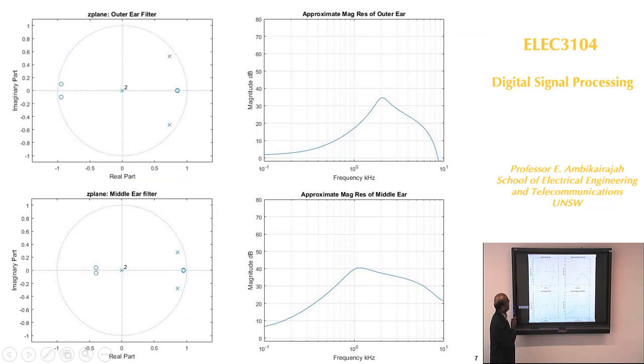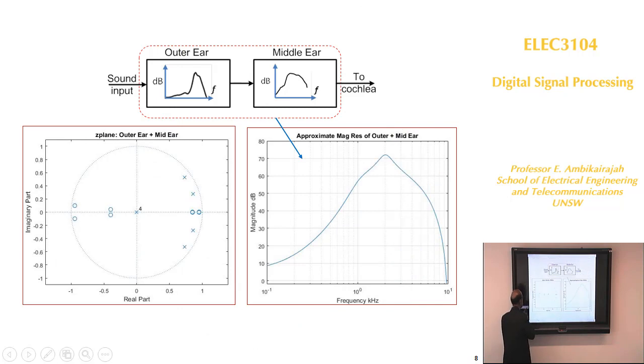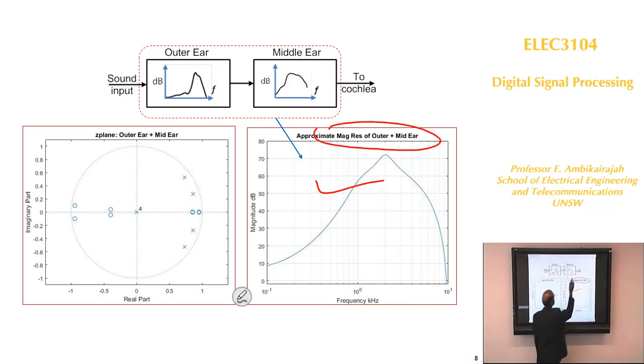And if you do that, you have to place the poles and zeros in the right place. You will get the outer ear there and the middle ear here. And when you combine them, this will be your combination filter.